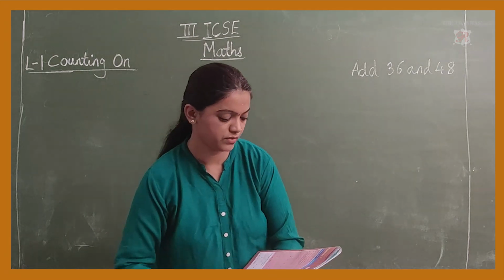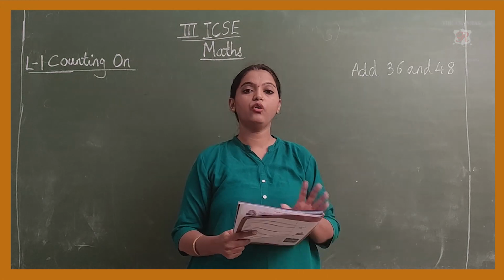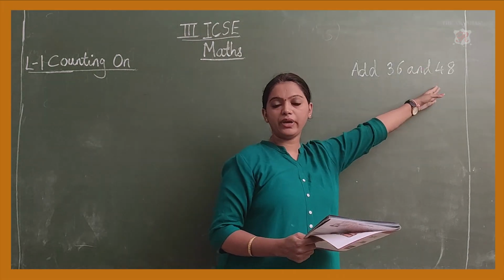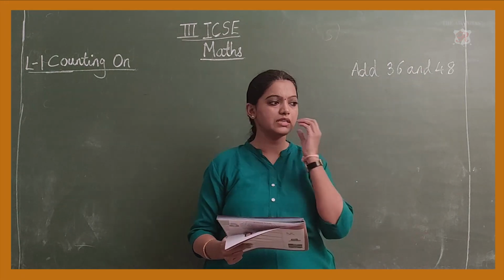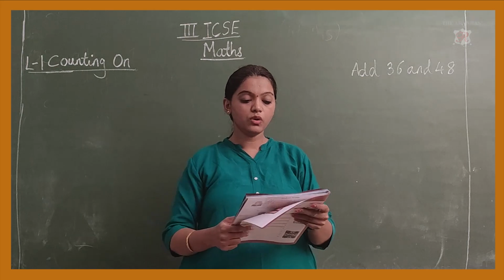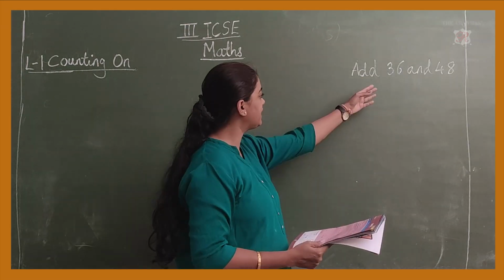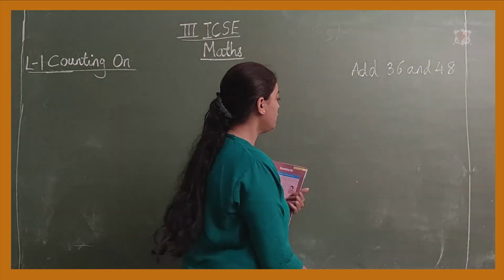Now your first sum. You have to add 36 and 48. Over here, children, the order of your sum doesn't matter. 48 can come first, 36 can come later also. The order doesn't matter. So you have to take a jump in tens. You can split this 36 or 48 in tens, which I have taught you earlier.